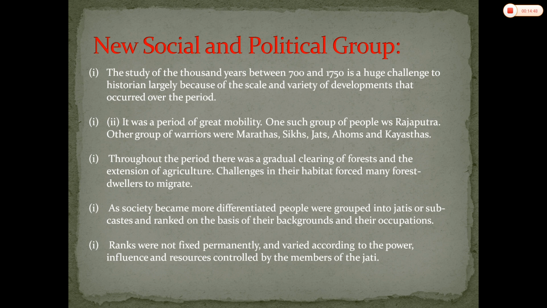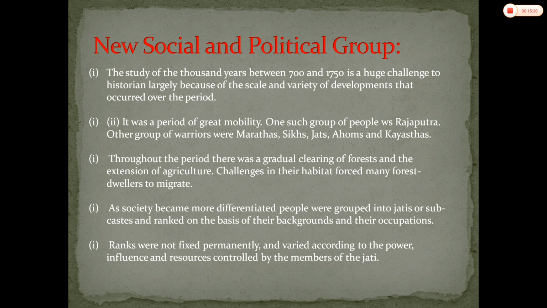This medieval period was a period of great mobility. Mobility means the people were moving here and there. The kings were battling, moving here and there, winning victories and all that. One such group of people was the Rajputras, whom we call the Rajputs today. Other warrior groups were also there: the Marathas, Sikhs, Jats, Ahoms, Kayasthas. They all were emerging at this time. These political and social groups were all emerging at this time.